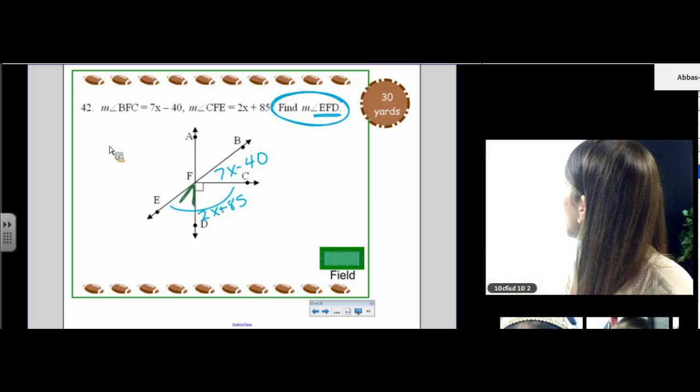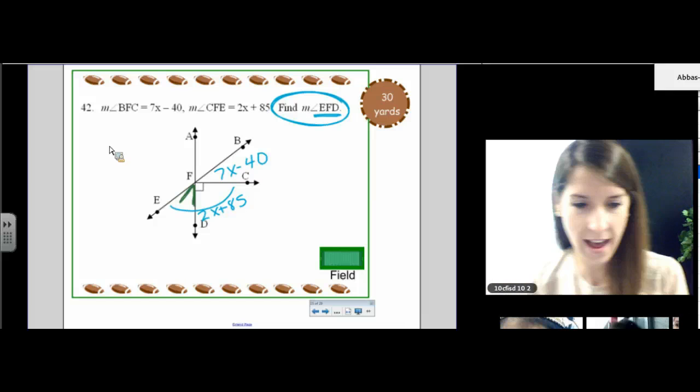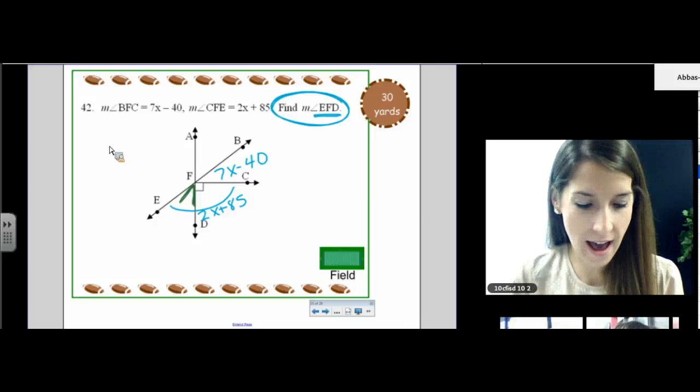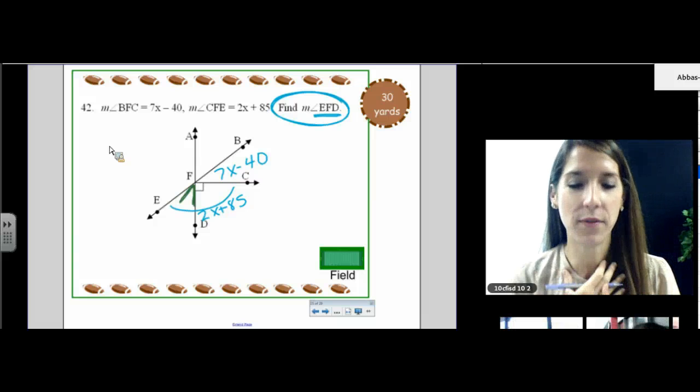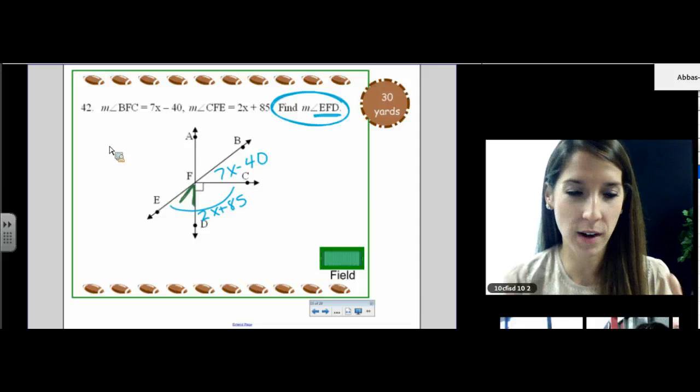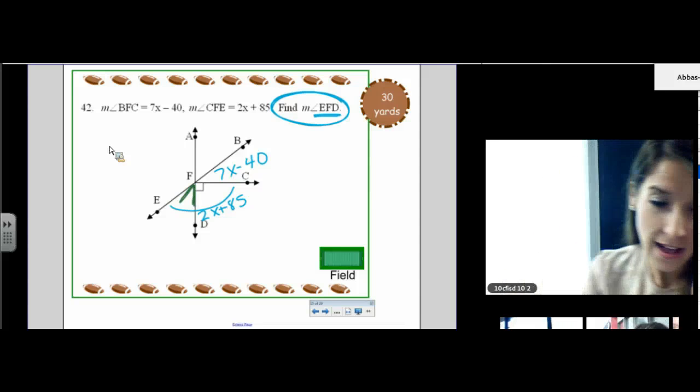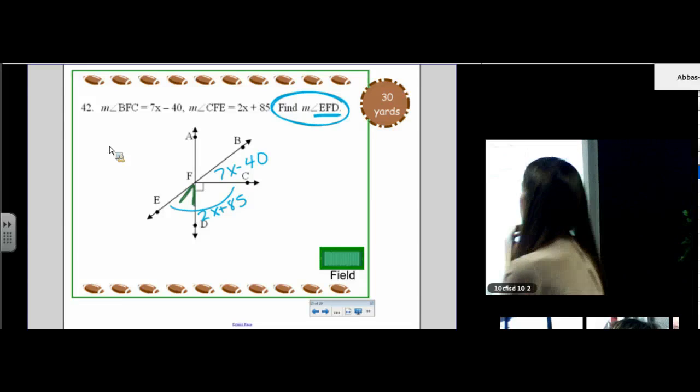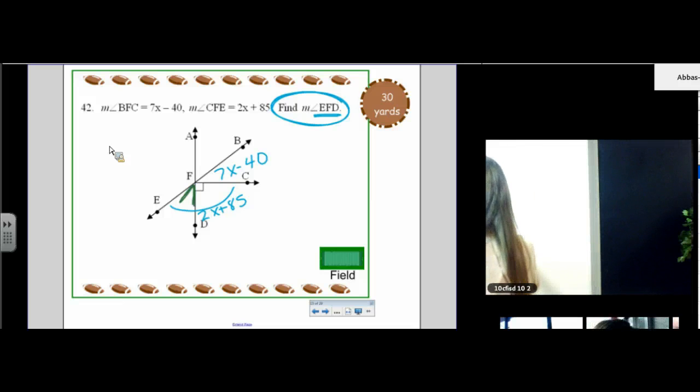V got 65, 25. Very good. Oh, good. It was a fumble, but the Patriots recovered their own fumble. Okay, the answer is 25. Very good. What did we get for x?